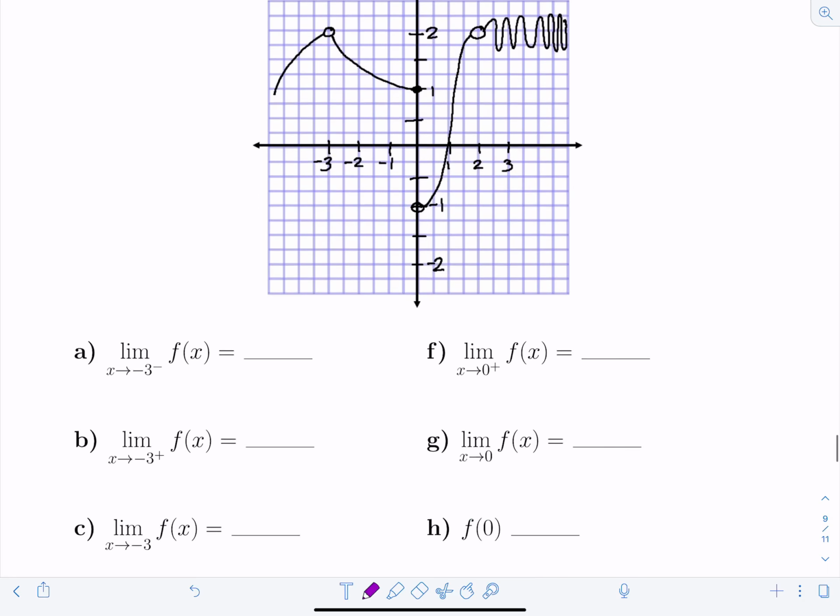So here we have some graph. Don't worry what the equation would be. It would be something outrageous. We're just going to use the graph to answer the questions here. Okay? So part A. What is the limit as x approaches -3 from the left?